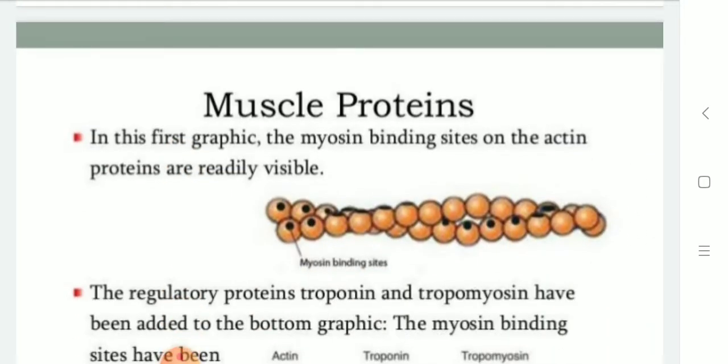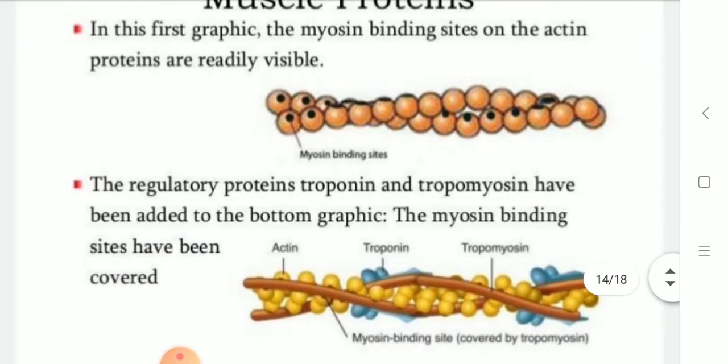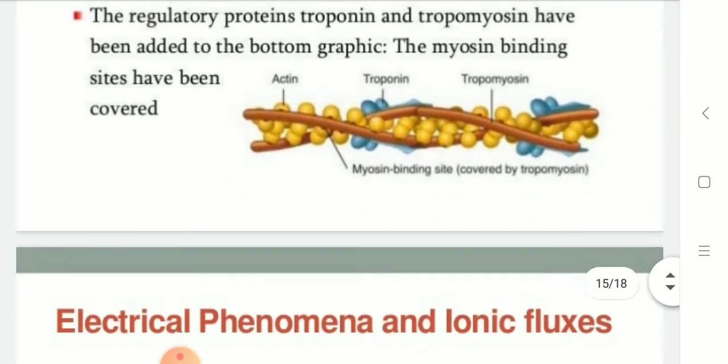Muscle proteins. In this first graphic, the myosin binding sites on the actin proteins are readily visible. In the bottom graphic, the regulatory proteins troponin and tropomyosin have been added. The myosin binding sites have been covered. This is the diagram of the myosin binding site.